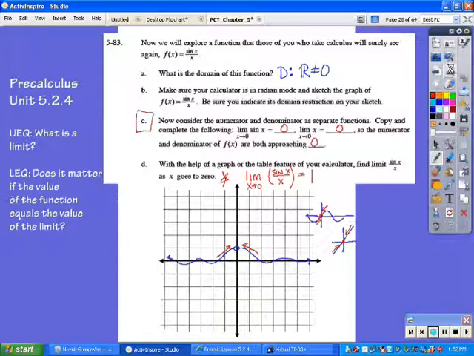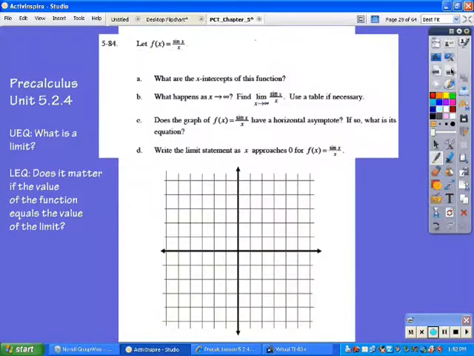Last, we have 5-83. What are the x-intercepts of this function, sine of x over x? What happens as x goes to infinity? Find the limit of sine of x over x as x goes to infinity. Use a table if necessary. Does the graph of f of x equals sine of x over x have a horizontal asymptote? If so, what is its equation? And finally, write the limit statement as x approaches 0 for f of x equals sine of x over x.